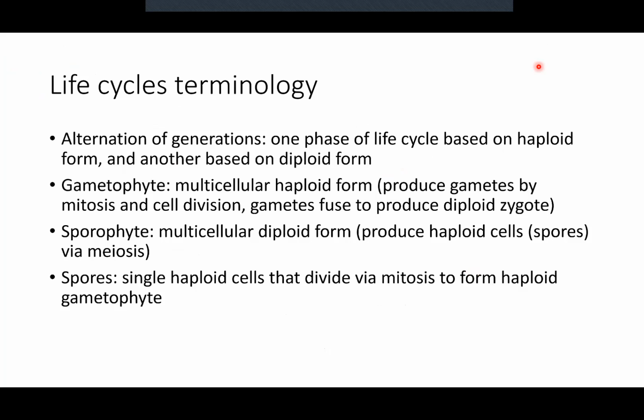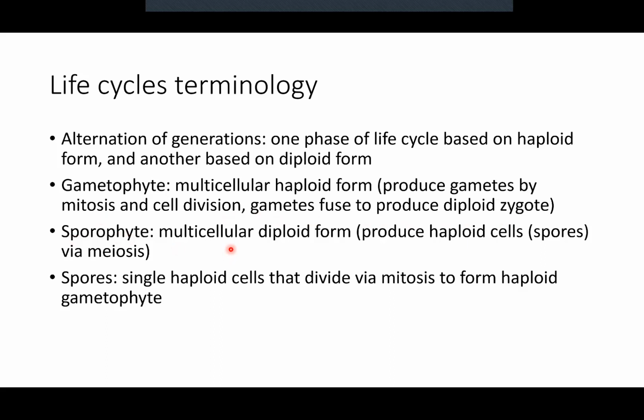Continuing on with life cycles, which as I talked about is really important with plants, just some terminology. Alternation of generations is when one phase of an organism's life cycle is based on haploid form and another is based on diploid form. Other words that you need to understand: gametophytes, a multicellular haploid form. It produces gametes by mitosis and cell division. Then gametes fuse to produce diploid zygotes.